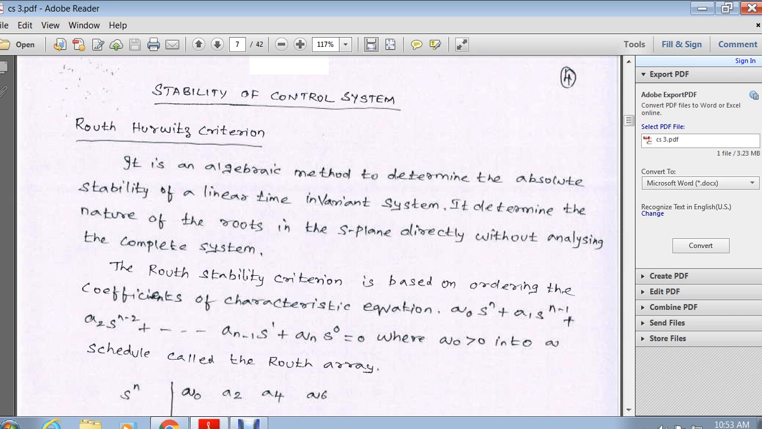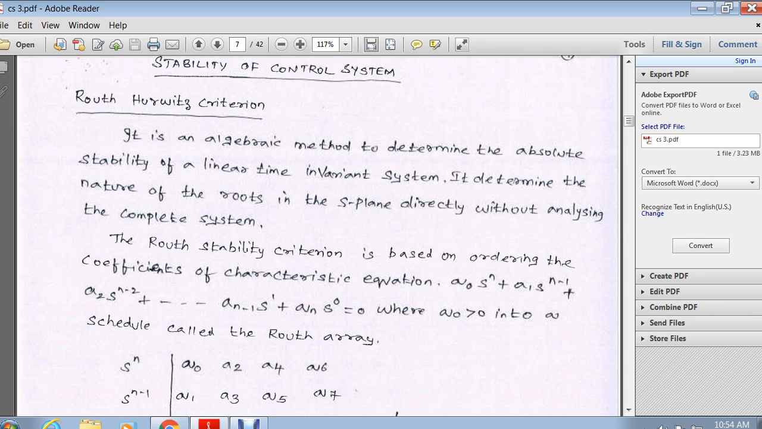Here, the main important topic is Routh criteria. With the help of this Routh criteria, we can decide the type of stability by using some array. So it determines the nature of roots in the S plane of a control system without analyzing the complete system. The Routh-Hurwitz stability criteria is based on ordering the coefficients of a characteristic equation.